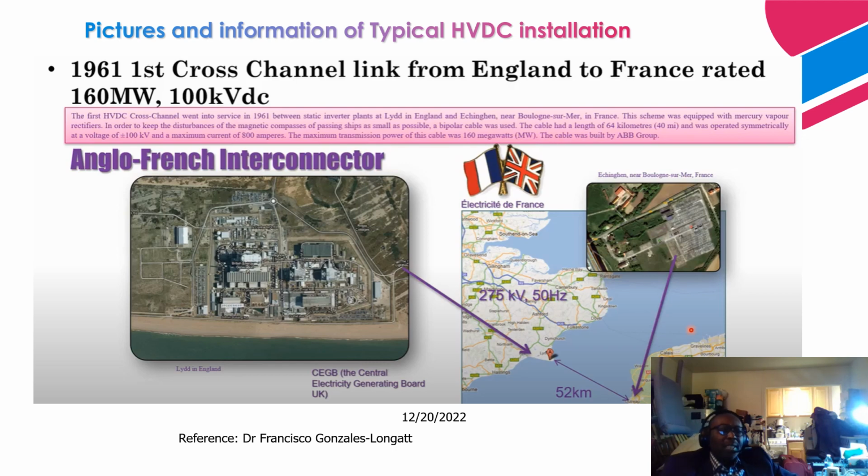Okay, so next I'll talk about pictures and information of typical HVDC installations that we have. As you can see, in 1961, the first cross-channel link between England and France was rated at 160 megawatts at 100 kilovolts DC. That was between the English and the French boundary, for a distance of 52 kilometers.